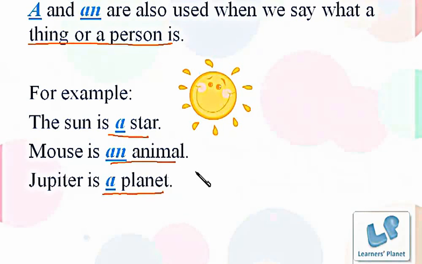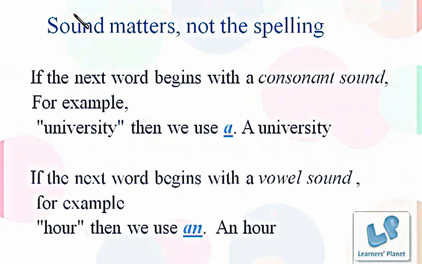Okay friends? Now friends, this topic that I'm going to talk about right now is very important, and this is the only thing that people make mistakes in. Just please listen to this very carefully. Sound matters and not the spelling. If the next word begins with a consonant sound, we'll take an example, university, then we use a university.